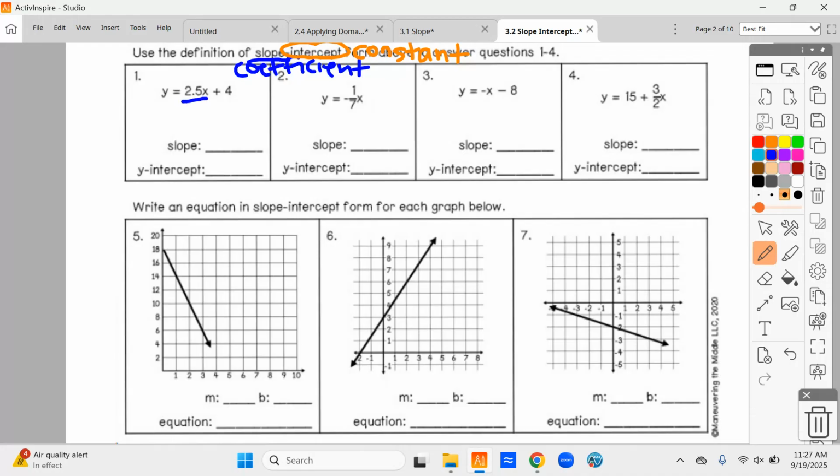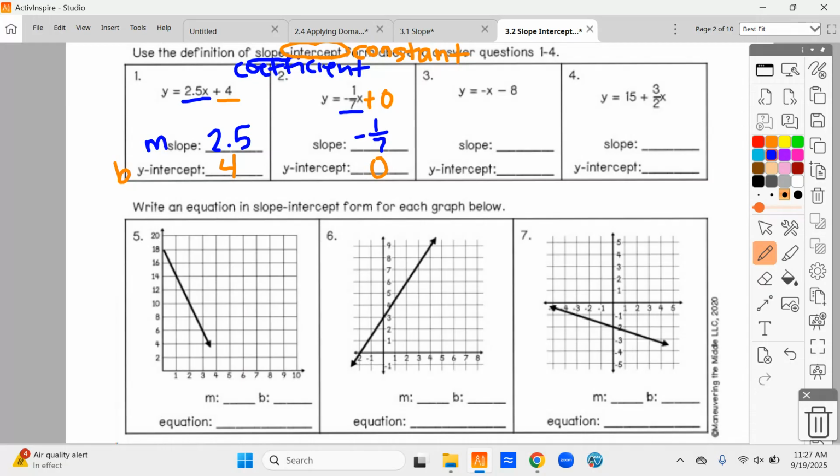So here, my coefficient is 2.5. So my slope, m, is 2.5. And my constant is a positive 4. So my b value that represents my y-intercept is 4. Now in number 2, I notice it doesn't have a constant. So I could add a plus 0, and that means my y-intercept is 0. So it probably crossed at the origin, right? Because it's (0, 0). And then my slope, my m value, is negative 1/7, because that's the coefficient of x.